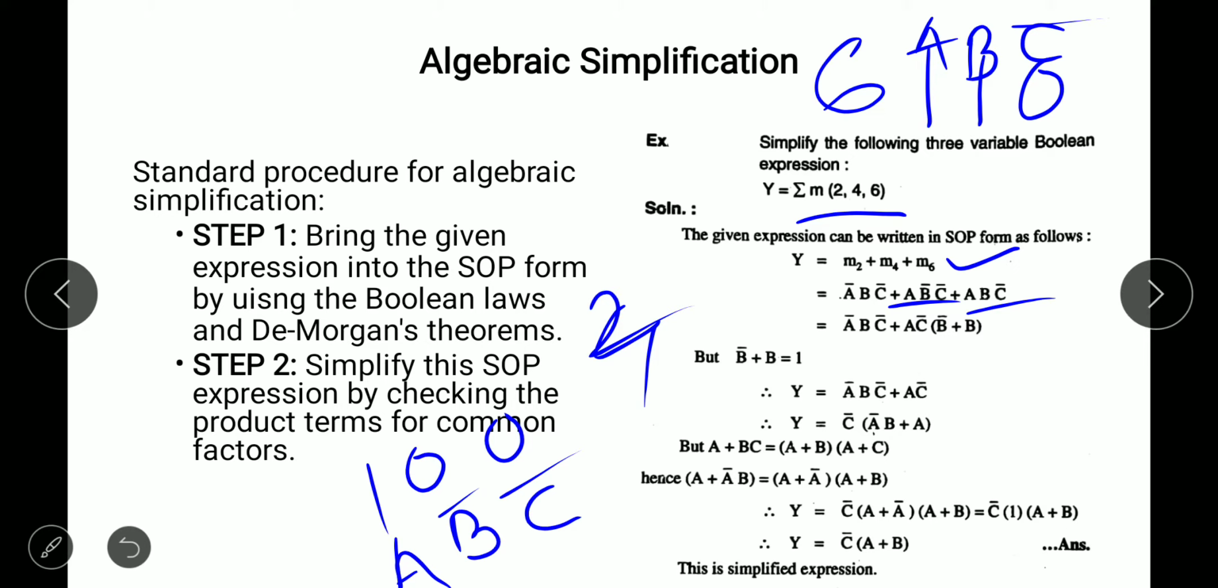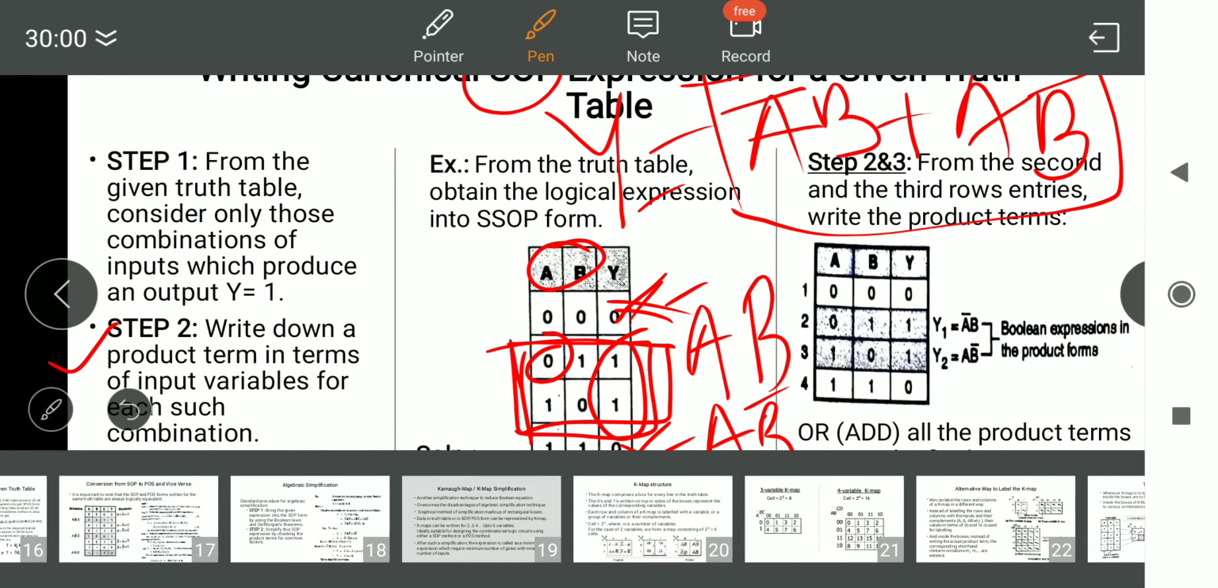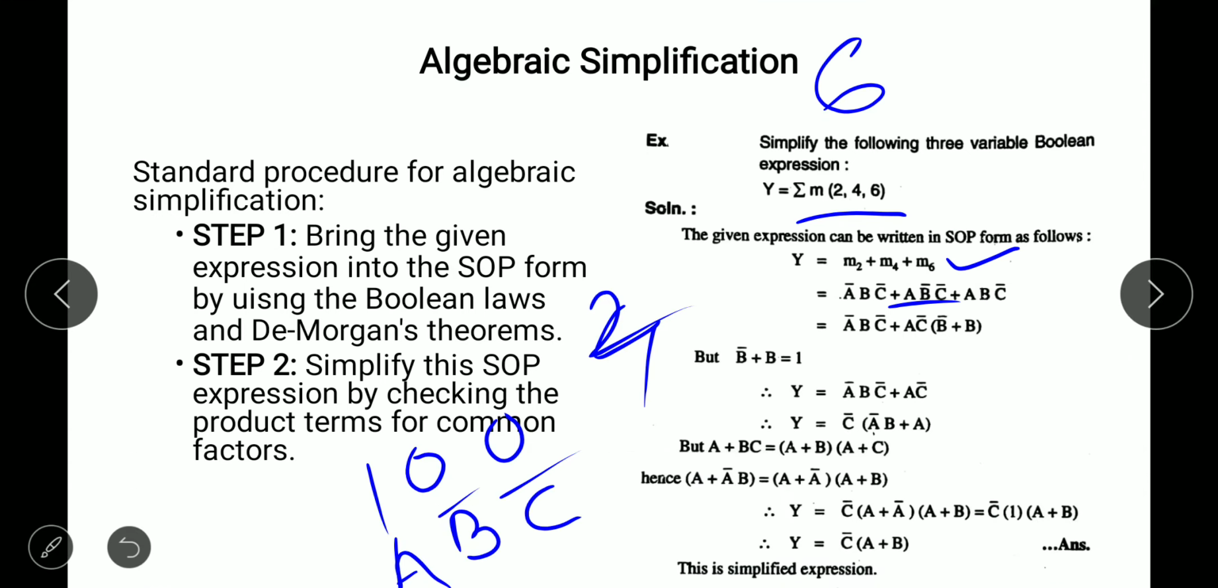Then if you see here, is there a common letter? If you see here, A bar B C bar, then C bar and A common. A and C bar are common in both the terms. So we will take them outside. So A C bar, and what is remaining? B bar and here B.